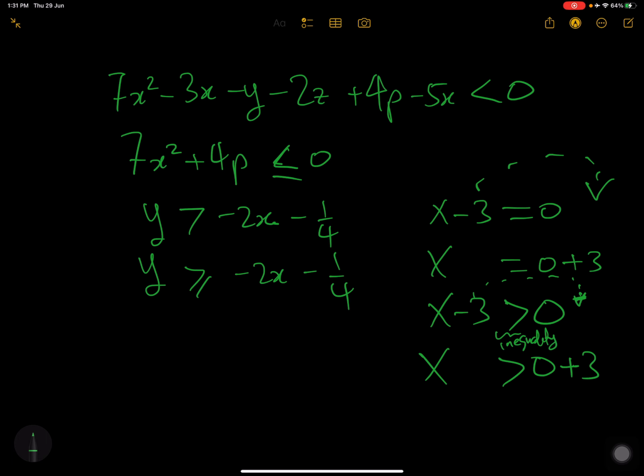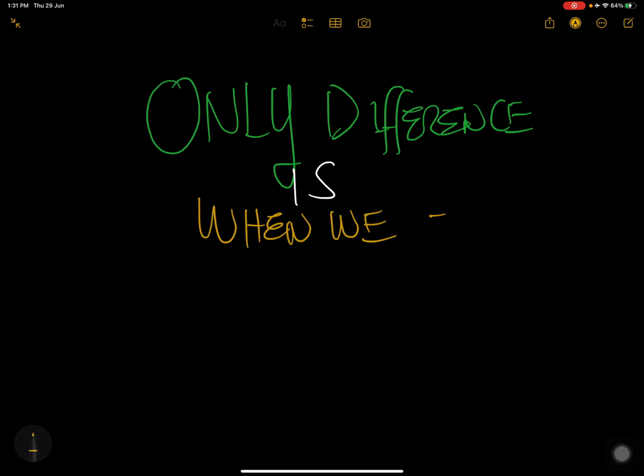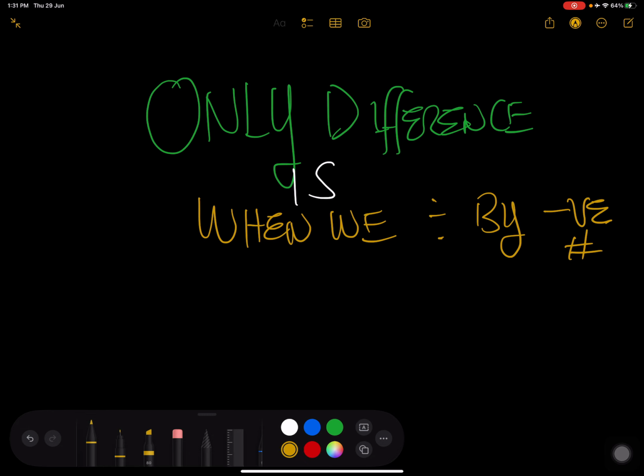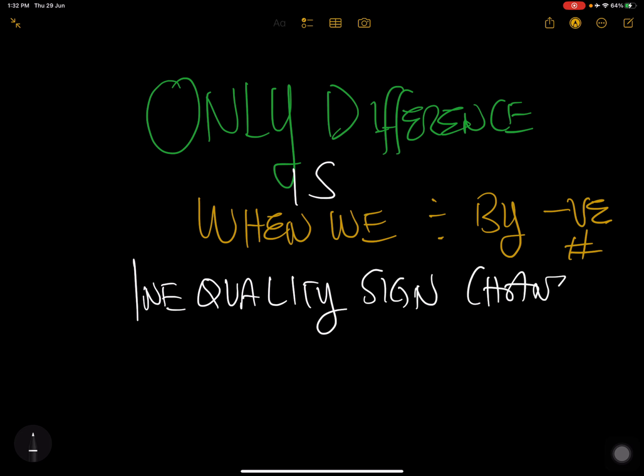The only difference, so let me go to the next page and write it big, is that when we divide by a negative number, the inequality sign changes. The inequality sign changes. So let's look at a quick example.